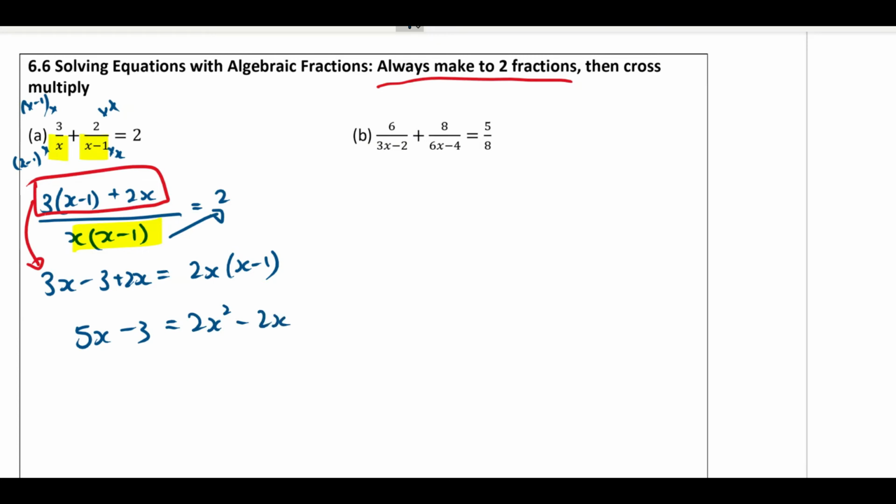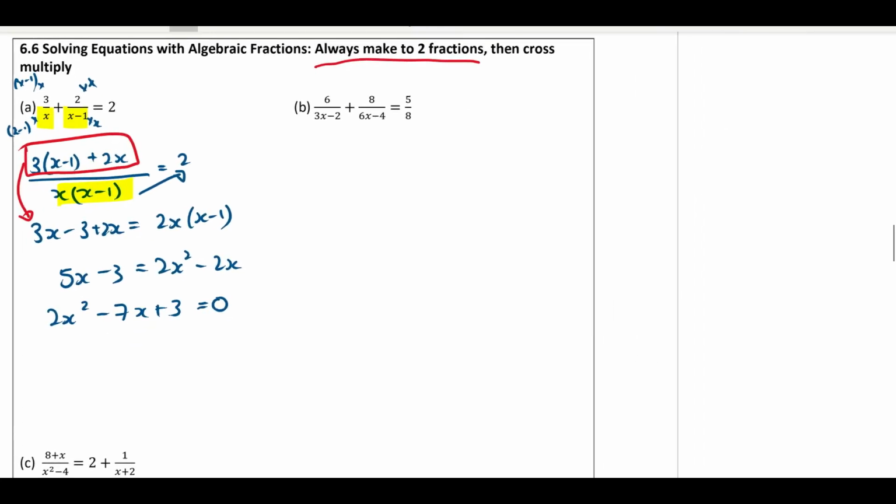Bring everything to the right side. 2x squared minus 7x, sorry, plus 3 equals to 0. Do your cross factorization, or you can use your calculator mode 33. Okay, then you will have 2x minus 1, 3x... sorry, x minus 3, alright, equals to 0. x equals to half, or x equals to 3.